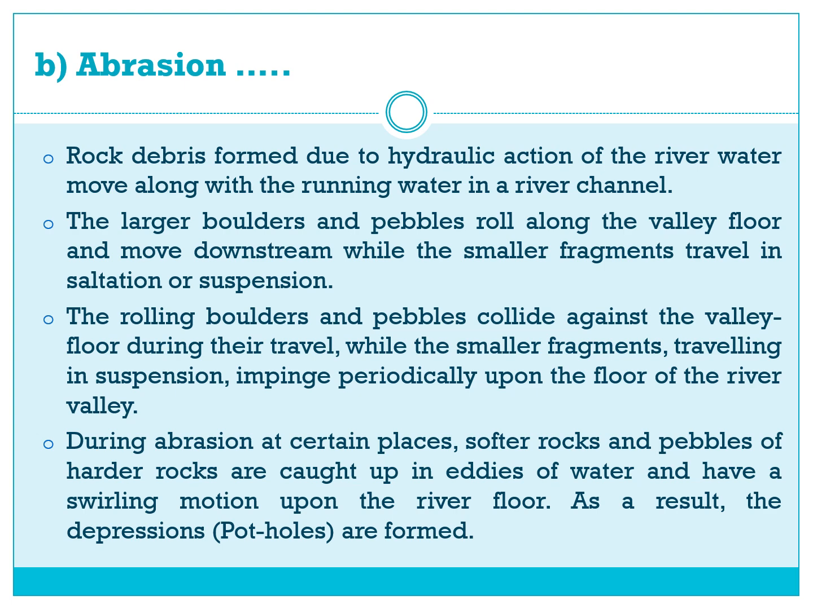During abrasion at certain places, softer rock and pebbles of harder rock are caught up in eddies of water and have a swirling motion upon the river floor. As a result, depression-like potholes are formed.